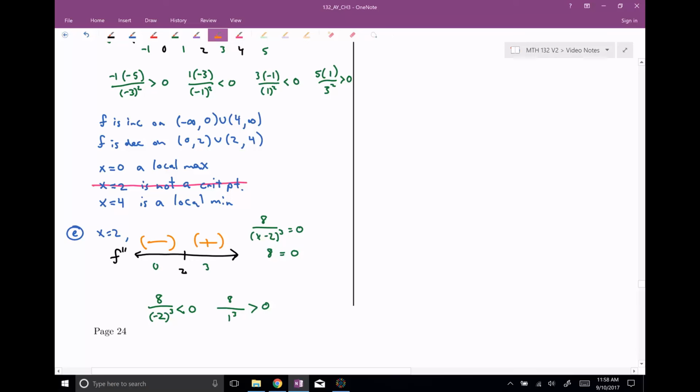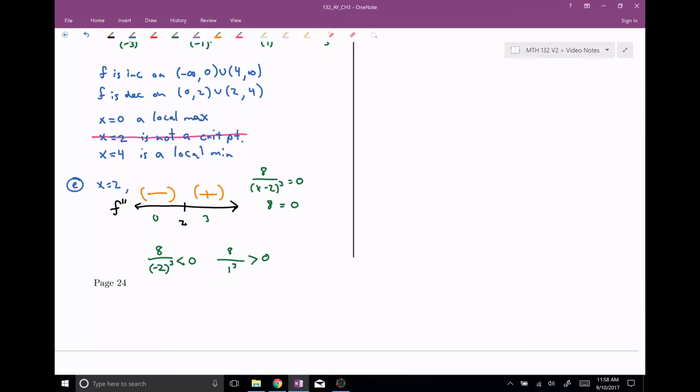Okay, so for part E, I'm kind of running out of room. Maybe I'll squeeze it in here at the very bottom of this page. So f is concave up on 2 to infinity. f is concave down on negative infinity all the way up to 2. And then how about inflection points?